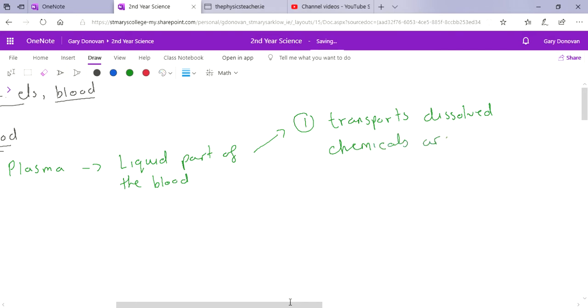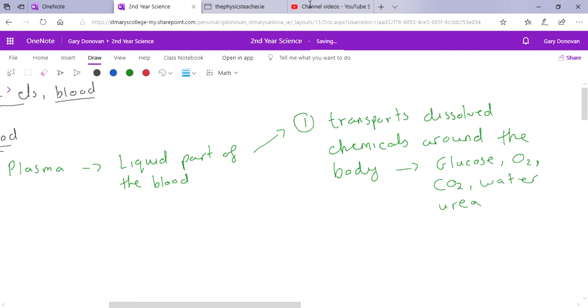So remember, these blood vessels are all around your body. So if you want to get a dissolved chemical from one part of your body to the other part of your body, it's the blood that carries it. So what kind of dissolved chemicals am I talking about here? Well, in the last video we mentioned how our body needs food and glucose. So it carries glucose around. It carries oxygen around. It also carries carbon dioxide around, water, and other waste substances like urea, things like that.